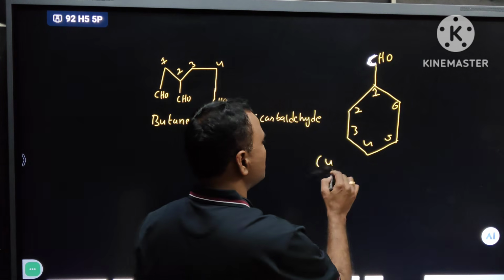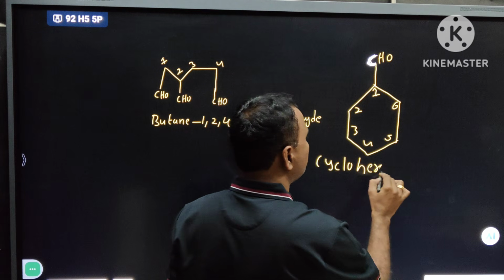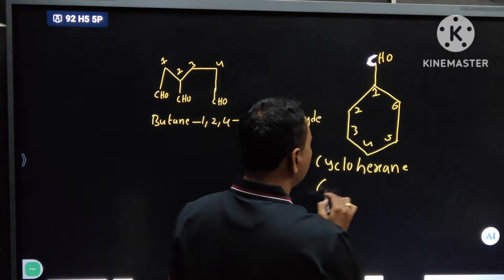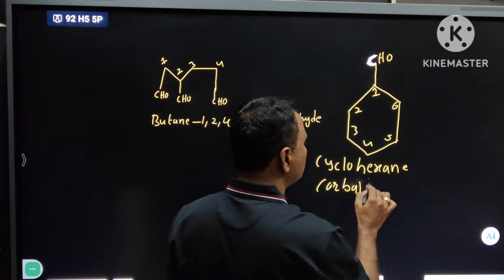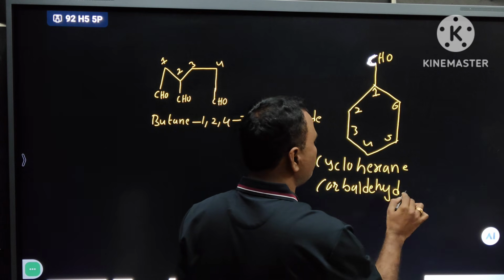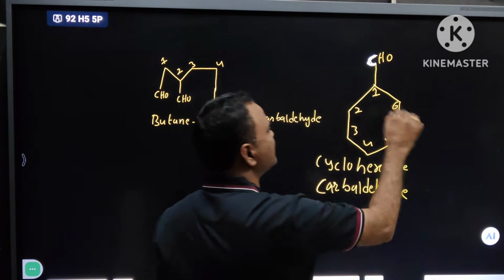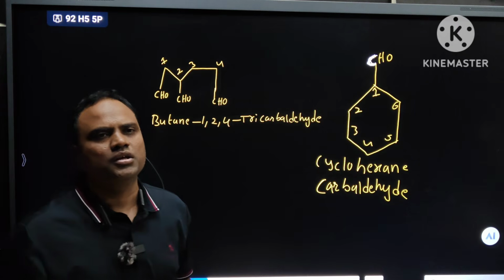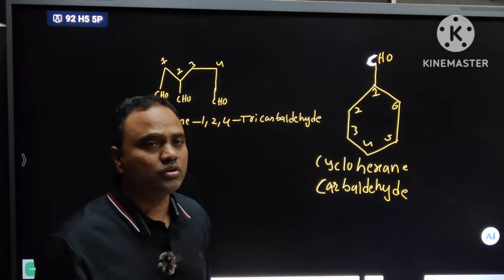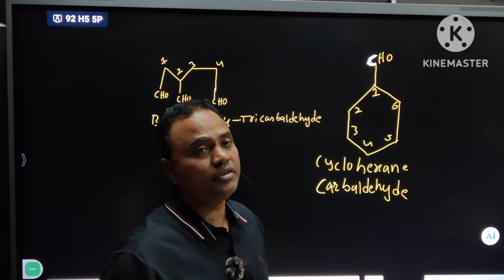So its name is cyclohexane carbaldehyde. Here also the special name will come. Why? Because the functional group is not included in the ring. Clear? Cyclohexane carbaldehyde. Very important.